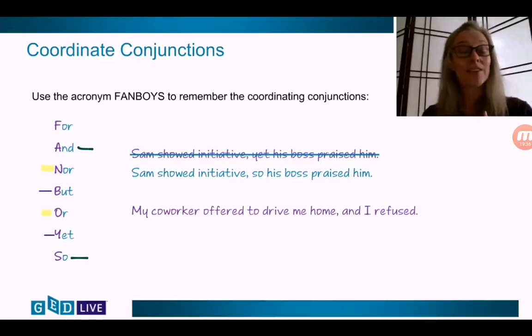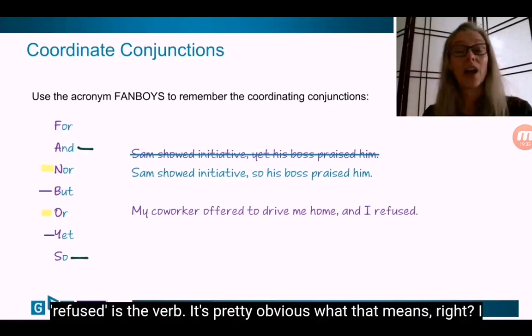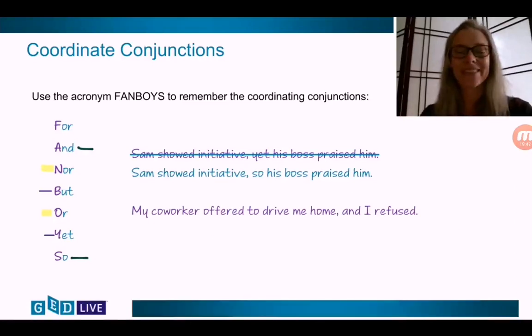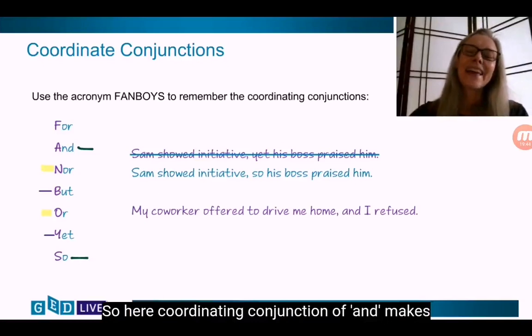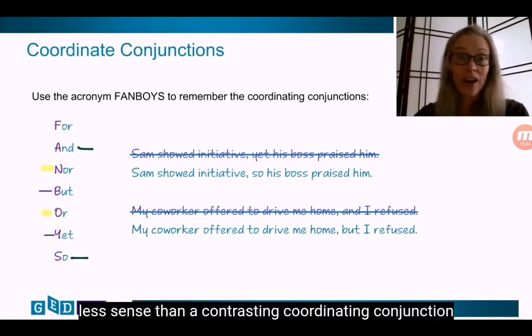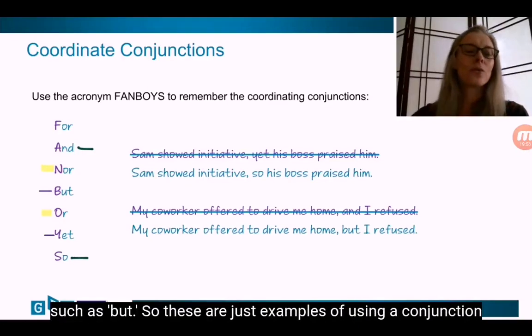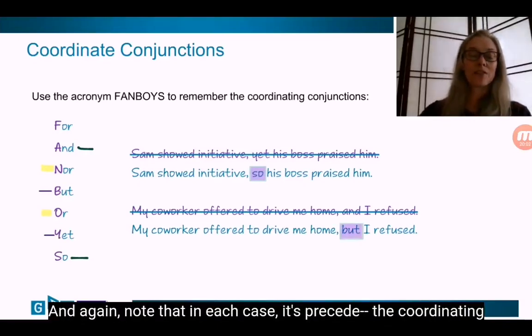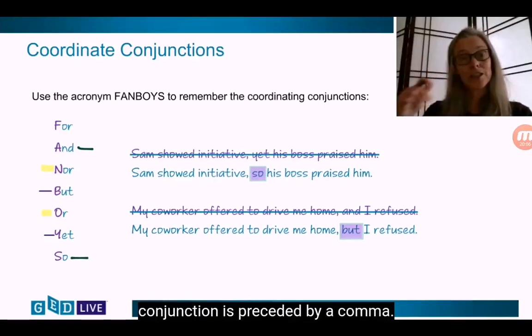I is the subject, refused is the verb. It's pretty obvious what that means: I declined, I refused, I chose not to. So here, the coordinating conjunction and makes less sense than a contrasting coordinating conjunction such as but. So these are just examples of using a conjunction that makes sense in the context of your sentence. And again, note that in each case, the coordinating conjunction is preceded by a comma.